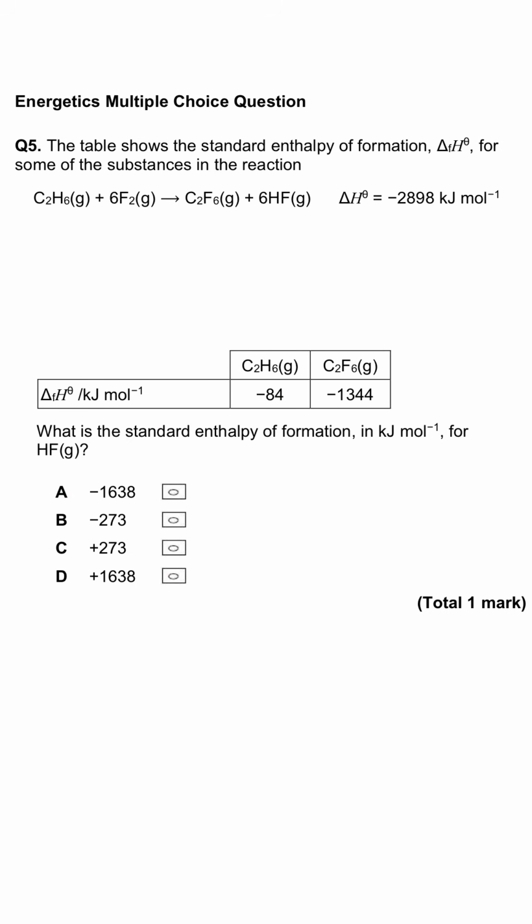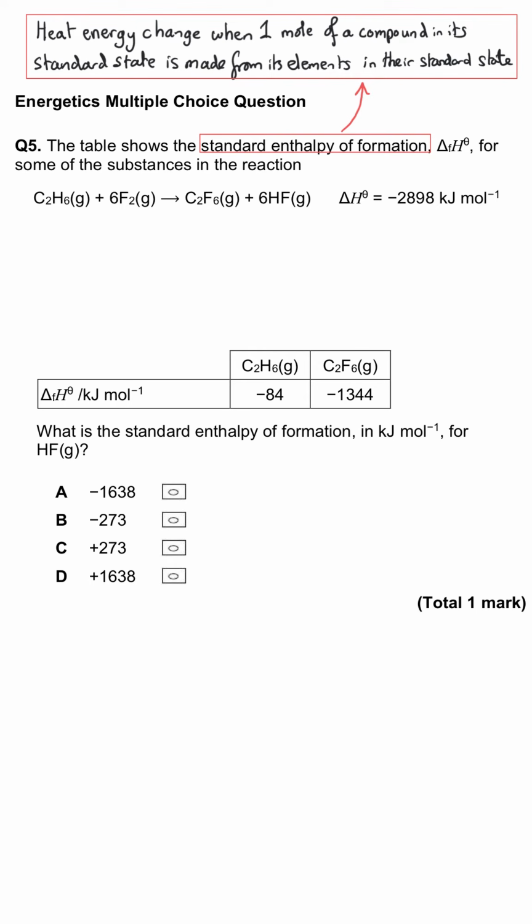The table shows the standard enthalpy of formation for some of the substances in the reaction shown here. And we've got a chemical equation where ethane is reacting with 6 molecules of fluorine to turn into hexafluoroethane and 6 hydrogen fluoride. And we've been shown the enthalpy change is minus 2898 kilojoules per mole, and the enthalpy of formation is shown in this table for 2 of the compounds in that equation. We've been asked what the standard enthalpy of formation is for HF.